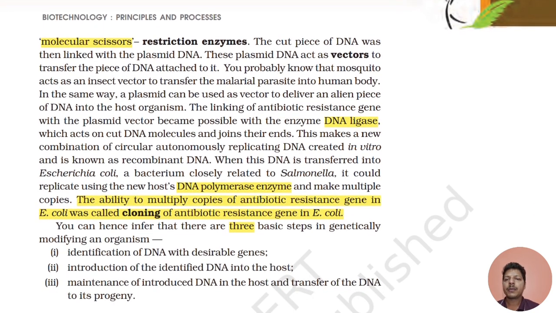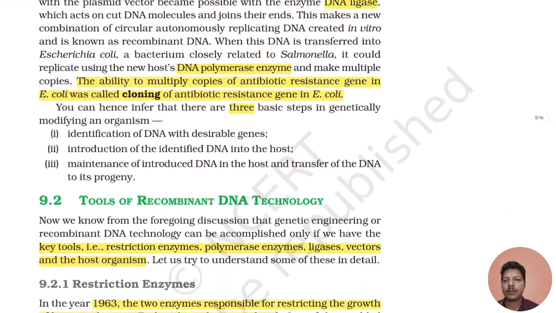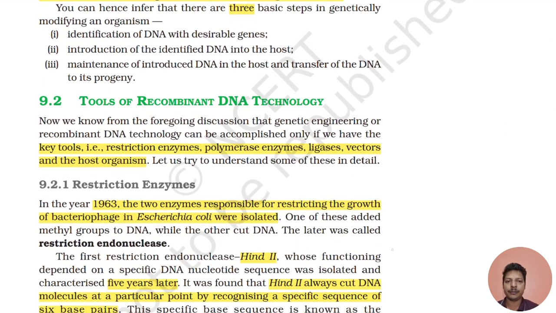Then, after that, the particular DNA has to be replicated in the new host cell by using the DNA polymerase enzyme, making multiple copies. Here you can see there are three basic steps in genetically modified organisms: identification of DNA with desirable genes, introduction of the identified DNA into the host, and maintenance of the introduced DNA in the host and transfer of the DNA to its progeny. Then, tools of recombinant DNA technology.